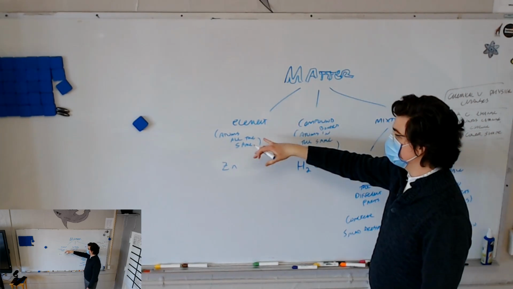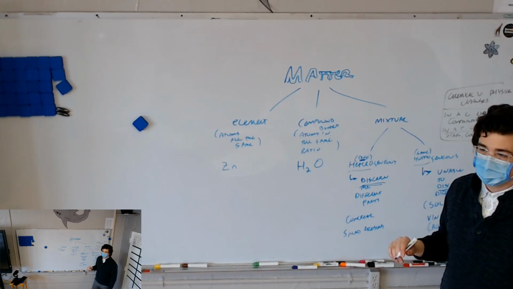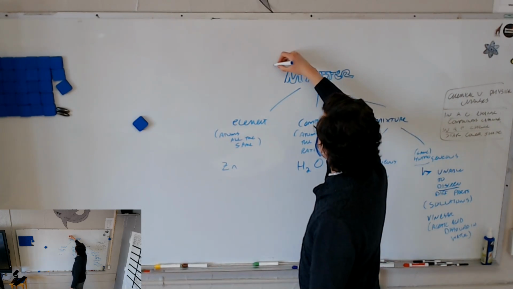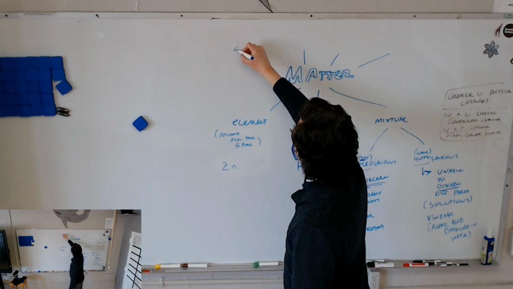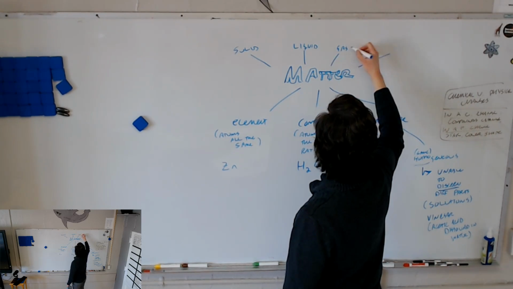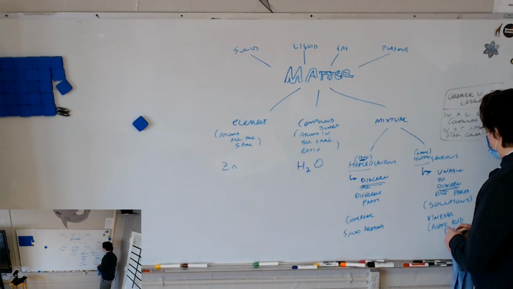Speaking of states, there's another way we can break up matter, right? So we broke it up into whether it's element, compound, mixture, but we can also break up matter. All of matter can be classified by state. So what are the states of matter? Give me 4 of them. Solid, liquid, gas, plasma. Good. I want you to list them in that order, because I'm going to change colors here and we're going to talk about how they change one to the other.